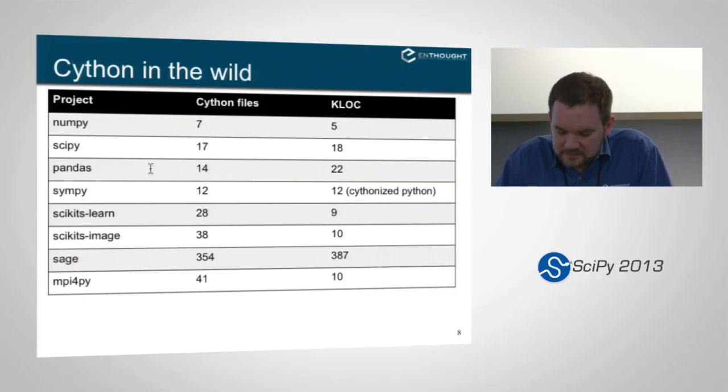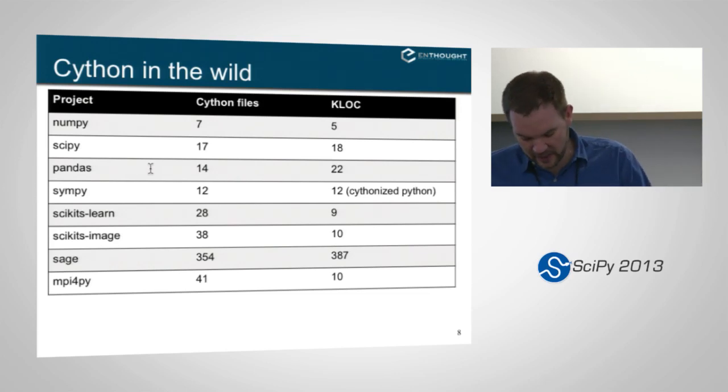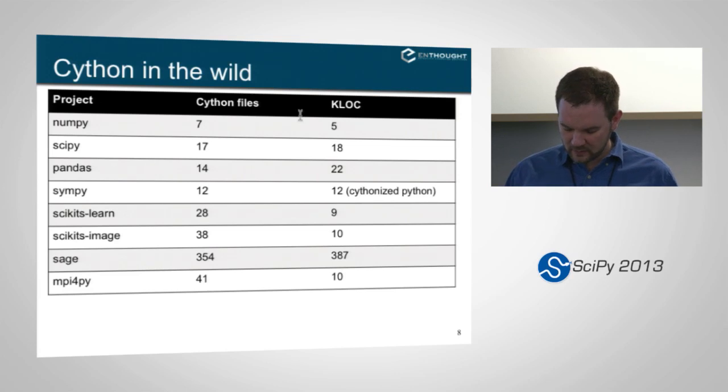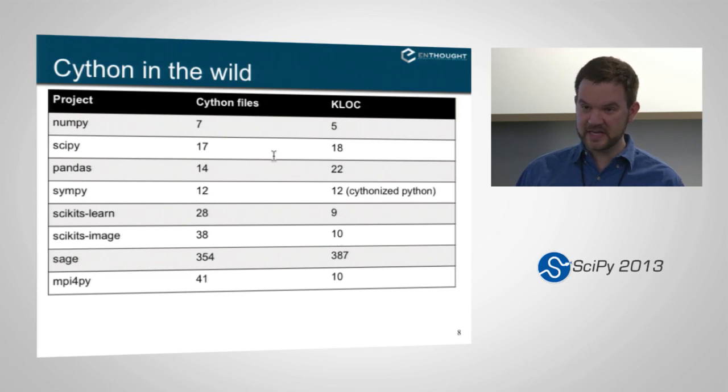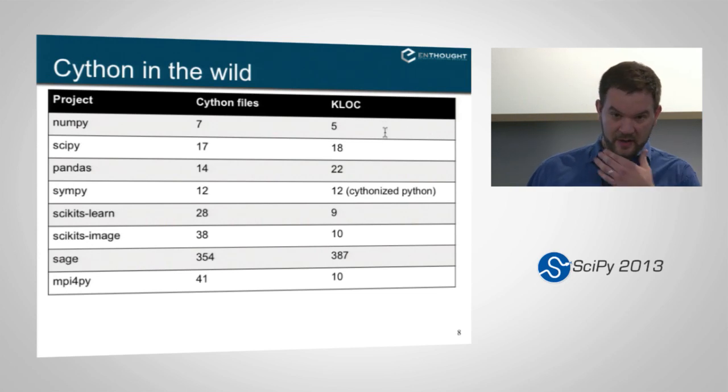All right, so I just spent half an hour this morning looking at some of the fundamental packages for scientific computing in Python. I don't have to explain any of these packages here; you all know what they are. I was looking at how much Cython they use: NumPy, SciPy, Pandas, SymPy, scikit-learn, scikit-image, Sage, and mpi4py. We tallied up the number of Cython files, including PYX, PXD, and PXI files, and then the total number of lines of code in thousands.